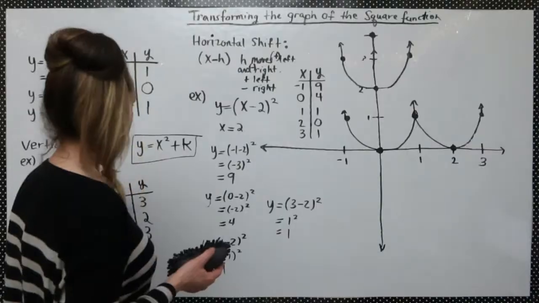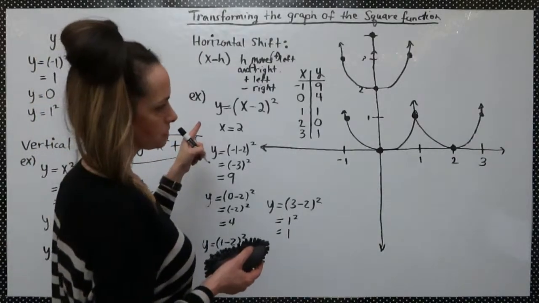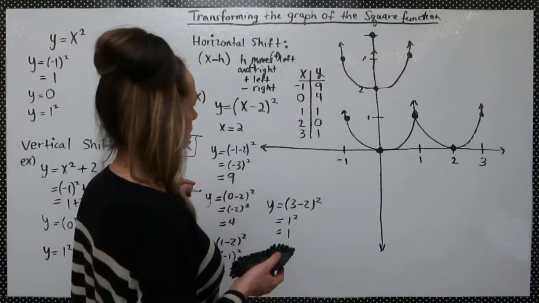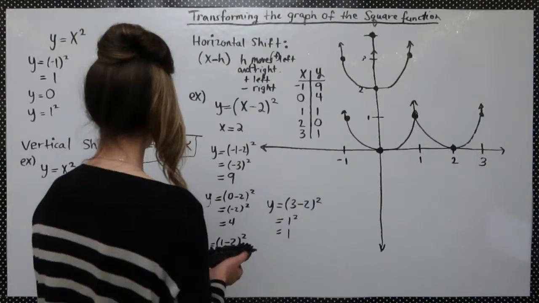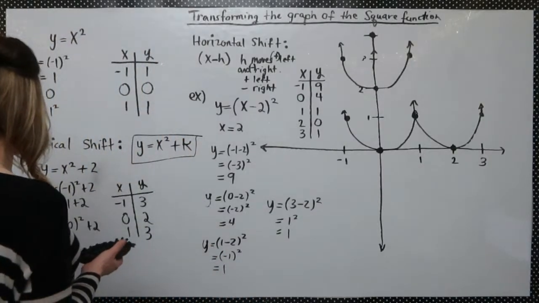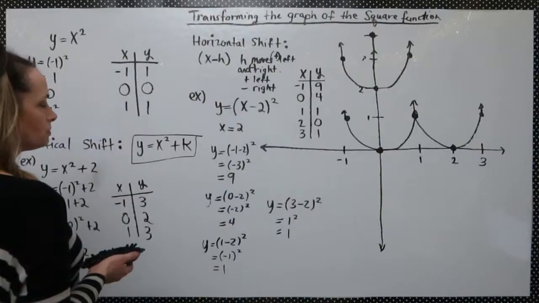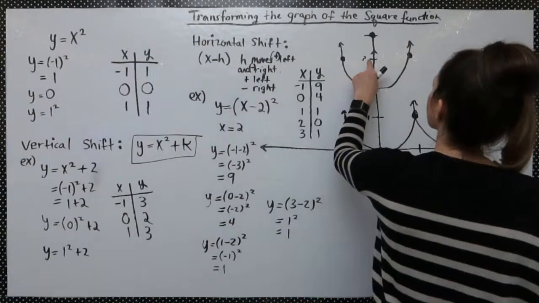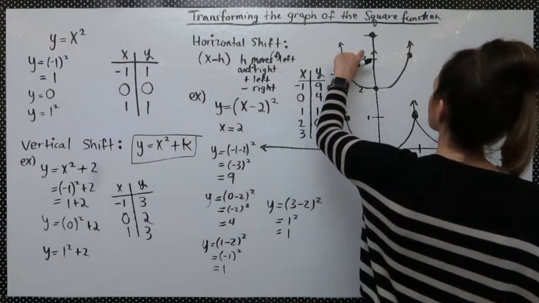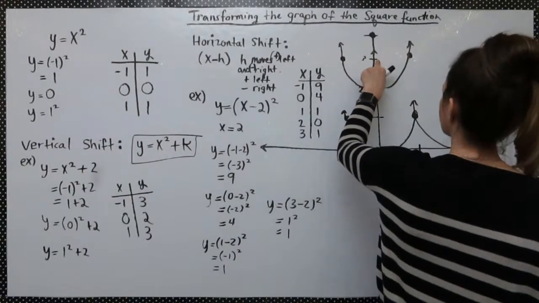So we've got the vertical and the horizontal shift taken care of. We have the stretch. Let's see, what other transformations are there? There is a stretch and a reflection.